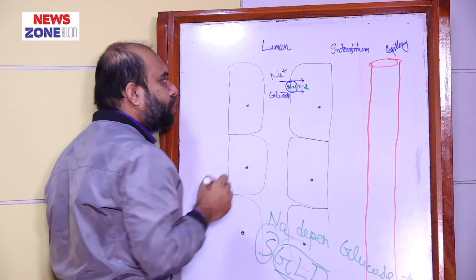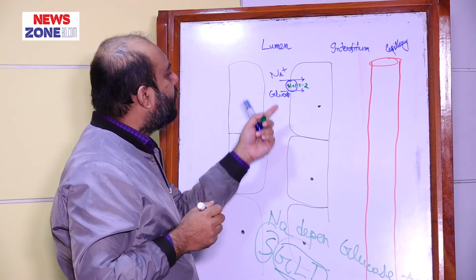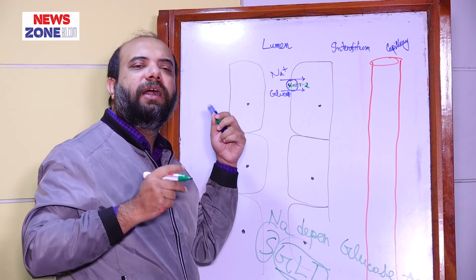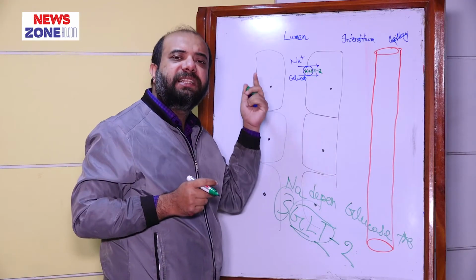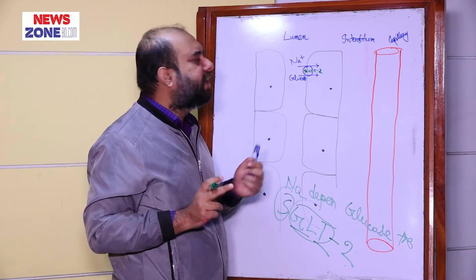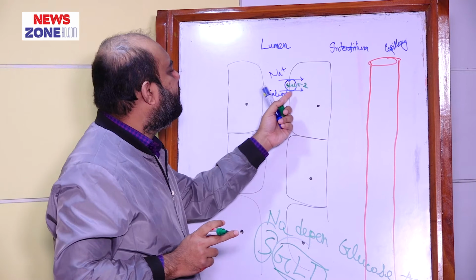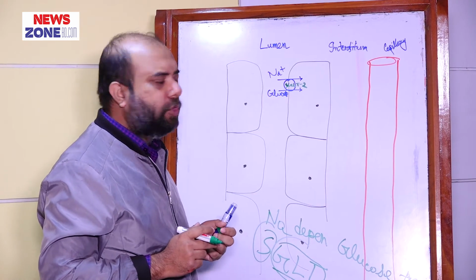SGLT2. This SGLT2 carrier protein is situated on the luminal surface of the renal tubular epithelial cell in the proximal convoluted tubule, and it has two binding sites. The first binding site is for the sodium ion and the second is for glucose molecules.